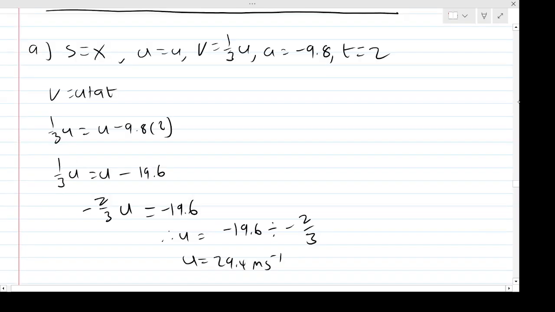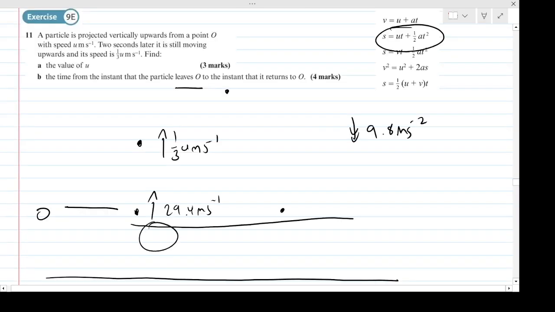So again, initially it starts at time is 0, right? So it starts at the point O at time is 0. Then it returns all the way back down to O at time is 6. Okay, so that is the time. Okay, 6 seconds there when it returns back to the point O.